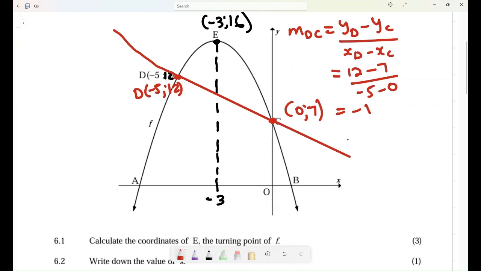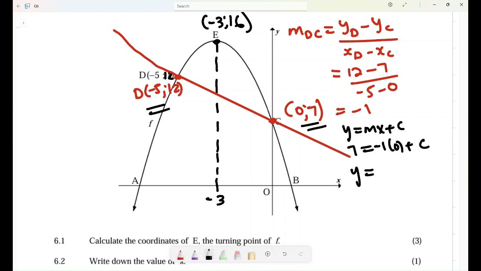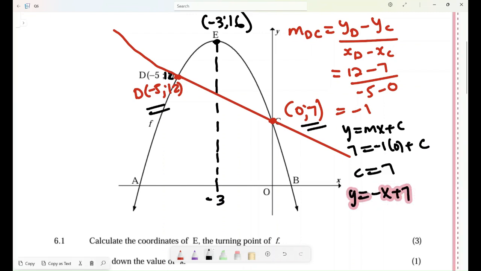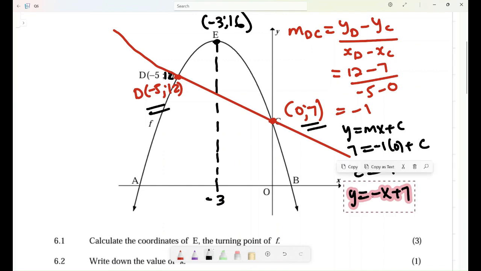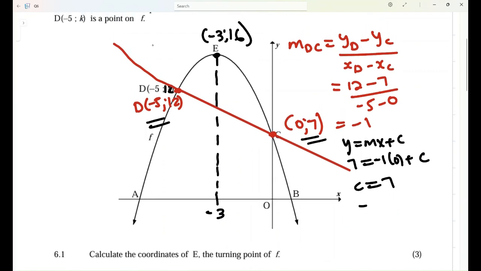Therefore, I can either use y is equal to mx plus c. Then for y I can take either this one or that one, but I'll use this one. What is my y? 7 is equal to gradient, it is -1, x it is 0, plus c. Therefore, c is equal to 7. Okay, so my equation is y is equal to -x plus 7. This is my equation for this line here.